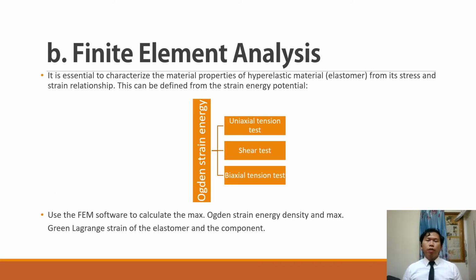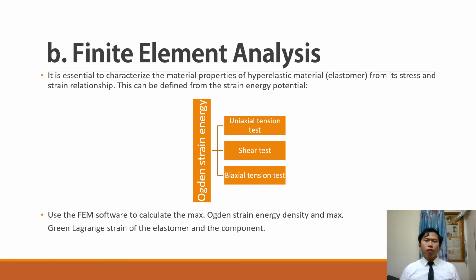Next is the finite element analysis. It is essential to characterize the material properties of hyperelastic material, or in other words, elastomer, from its stress and strain relationship. This can be defined from the strain energy potential, for example, Ogden strain energy.